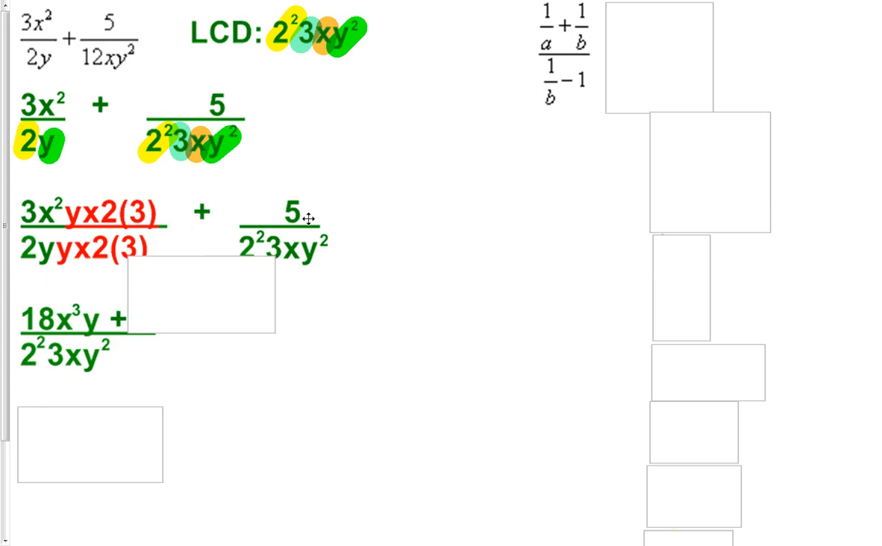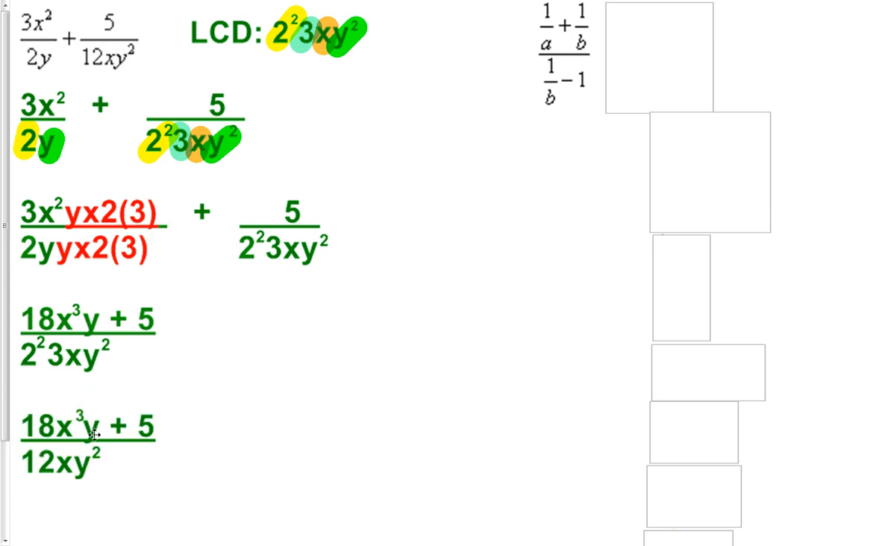Plus, on the other side, we still have our 5. Don't forget about the other fraction while you're simplifying. From here, we can't really cancel anything out anymore, so let's just multiply the numbers in our denominator. 2 squared is 4, times 3 is 12. And we're going to get a final answer of 18x cubed y plus 5 all over 12xy squared.